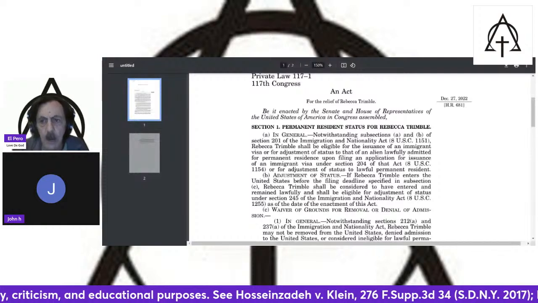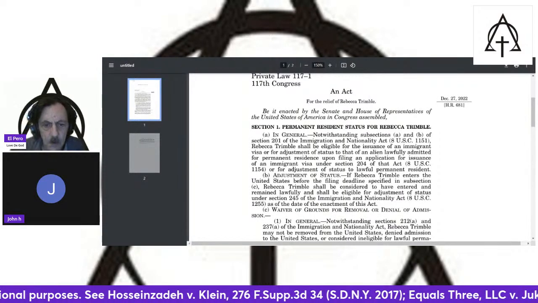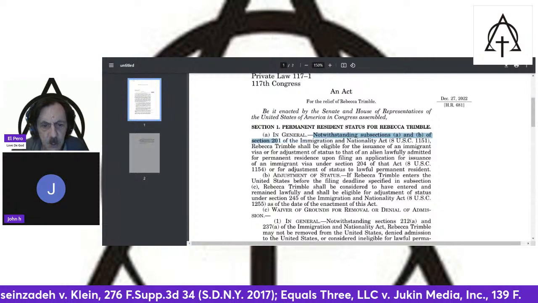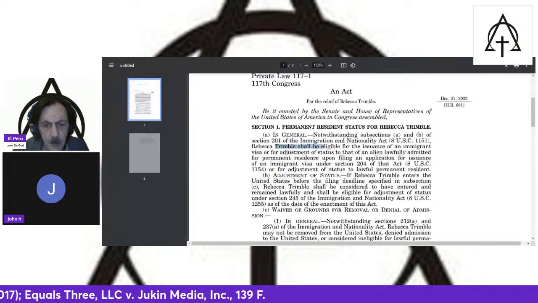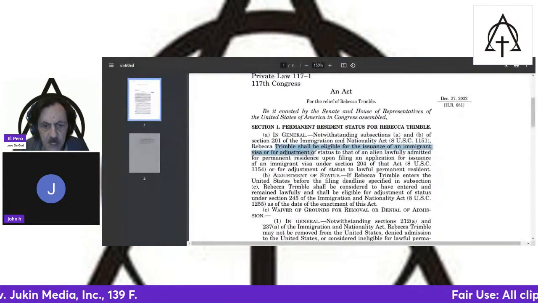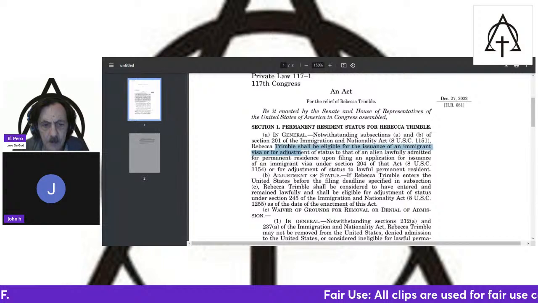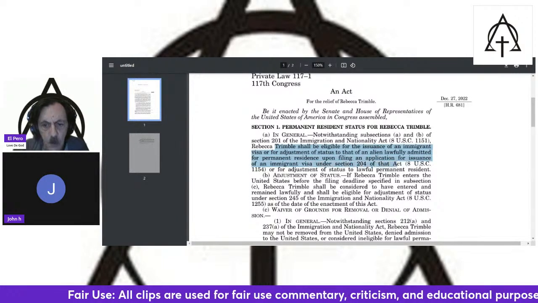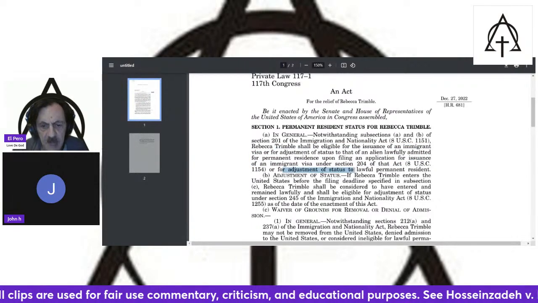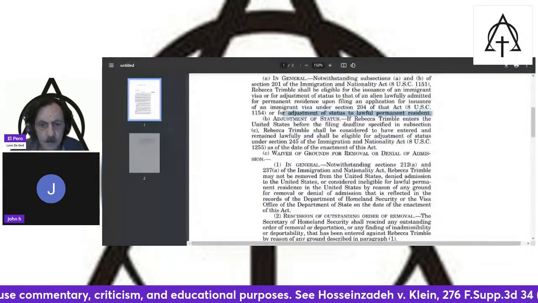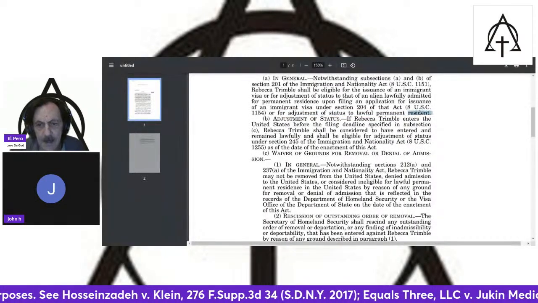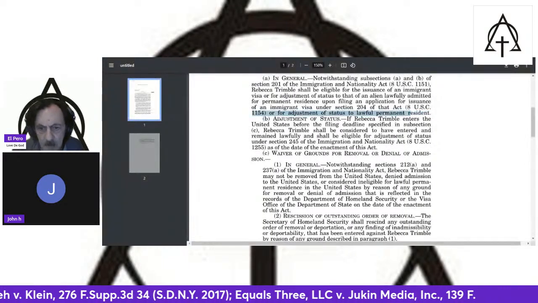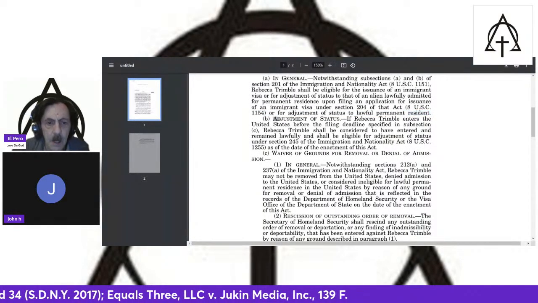You guys understand what's going on here? In general, notwithstanding subsections A and B of Section 201 of the Immigration and Nationality Act, 8 U.S.C. 1151, Rebecca Trimble shall be eligible for the issuance of an immigrant visa or for adjustment of status to that of an alien lawfully admitted for permanent residence upon filing an application for issuance of an immigrant visa under Section 204 of the Act, and for adjustment of status to lawful permanent resident. I don't like this lawful permanent resident. We would have to find what that is because it's lowercase. So maybe it would be a matter of defining it ourselves. Adjustment of status.